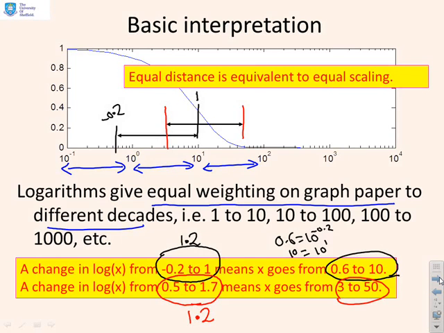Now what do you notice? A change of 0.6 to 10 means you multiply by 16 and 2/3. A change from 3 to 50 means you multiply by 16 and 2/3. So in other words, because the change in the horizontal axis is the same, the implied multiplying factor is the same. And that's a really useful insight that you can apply when using log graph paper.